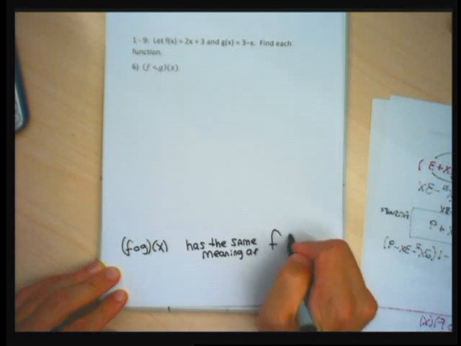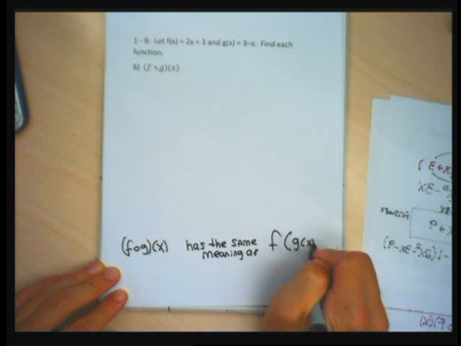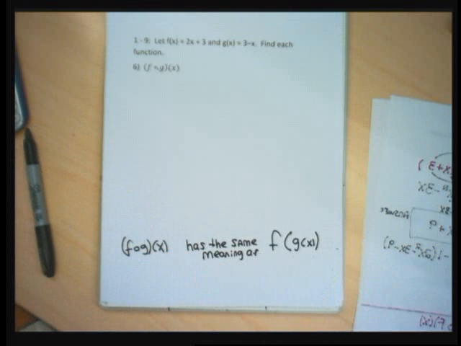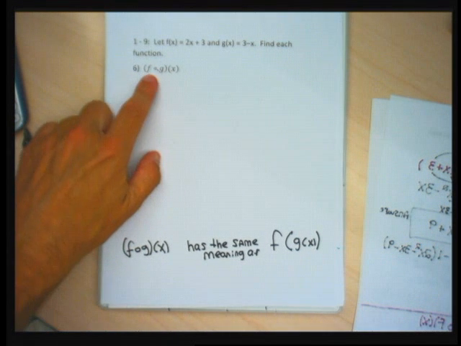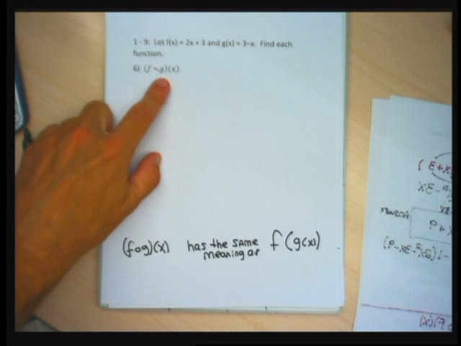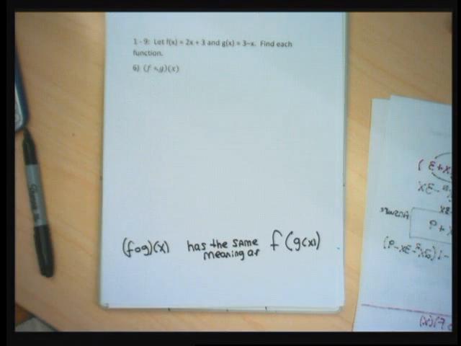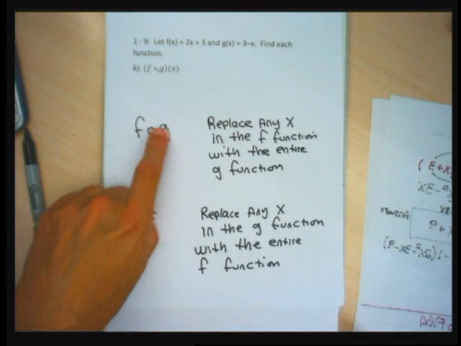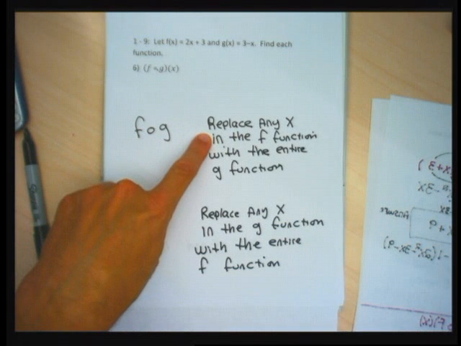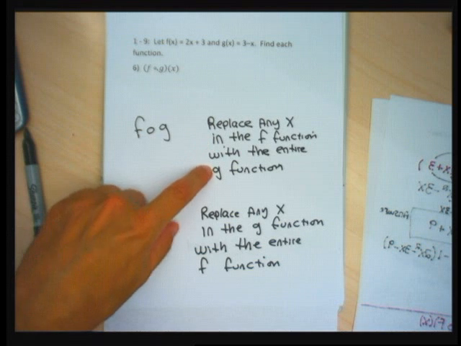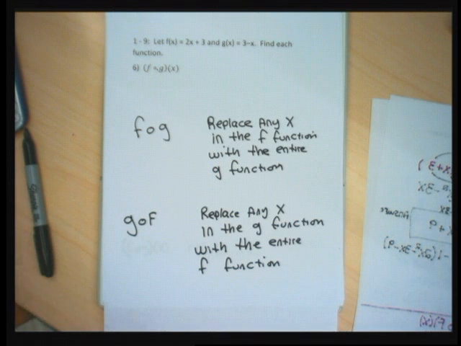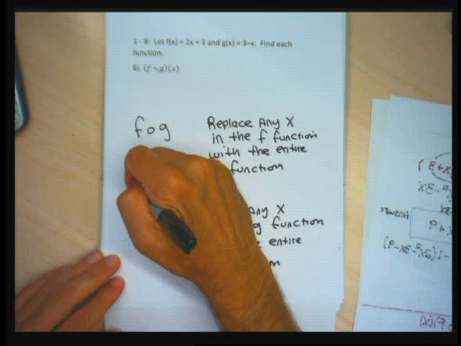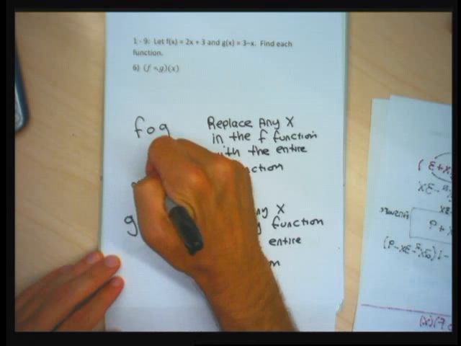As f of g of x. Probably neither symbol is terribly desirable, but the open circle doesn't mean multiplication. I read this as f composed with g of x, and my hint here to do f composed with g, I replace any x in the f function with the entire g function, and I'm going to need parentheses for both of these.